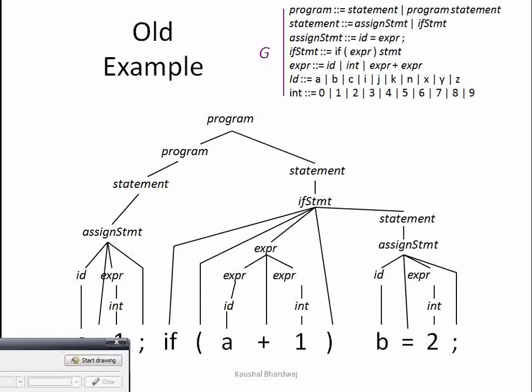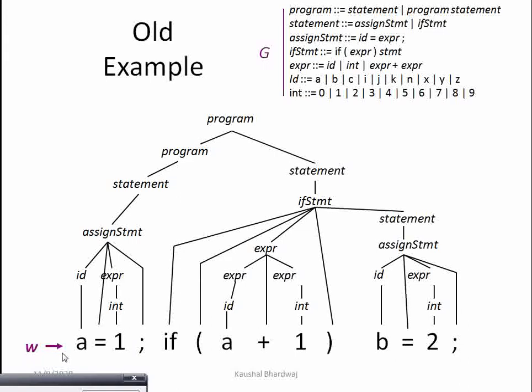So now let me explain how this derivation tree can be built for a simple sentence W. Let us have a W which is A is equal to 1 semicolon, and then if this is expression A plus 1, and if the condition is true, then B is equal to 2 semicolon. For a program, for this production you are saying program derives a statement, or program derives program statement. So we are using the production program derives program statement, and then program derives a statement, which derives the assignment statement, which derives id is equal to expression semicolon, and expression is an int. In this way this statement is also derived. So this is how we derive our strings.